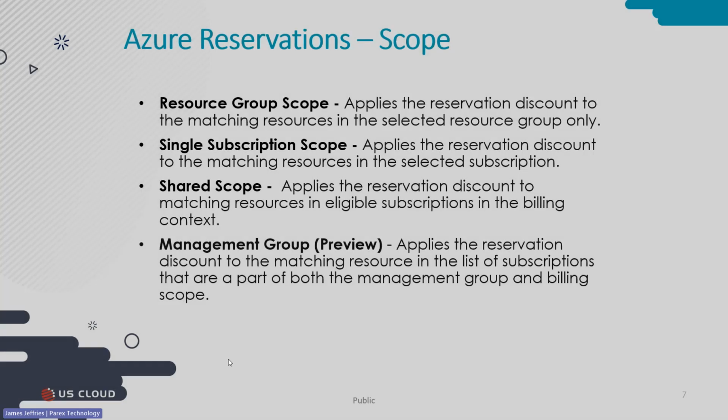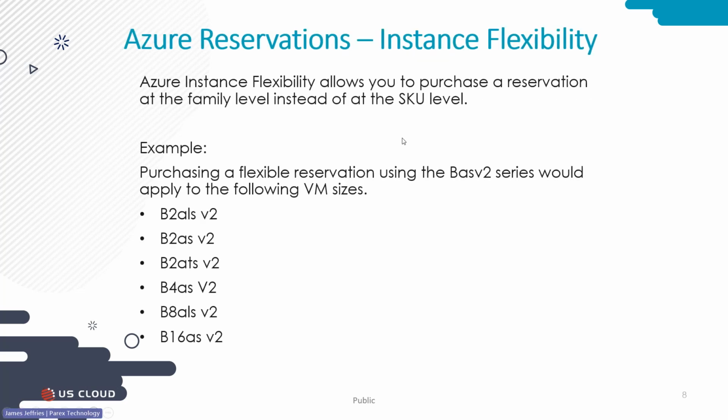Okay. All right, so let's dive into flexibility groups, which we just saw in the demo. And I've just outlined here for you an example of why the instance flexibility groups make sense. We recommend it at US Cloud. Our cost optimization product that we use actually will calculate those recommendations for you as well. And this is just an example. So if you bought a reservation with a flexibility group on the BAS V2 series, it would apply to any 6 of these SKU sizes.